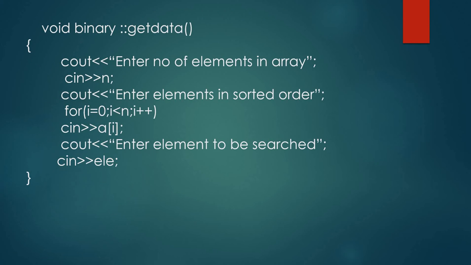Then in this get data function, what are the inputs here? The number of elements in the array, that is n. Then enter the elements in sorted order, because in binary search the array should be in sorted order. For I is equal to 0, I less than n, I plus plus, cin A of I. This for loop is for entering all the elements of the array. Then enter the element to be searched, that is ELE.